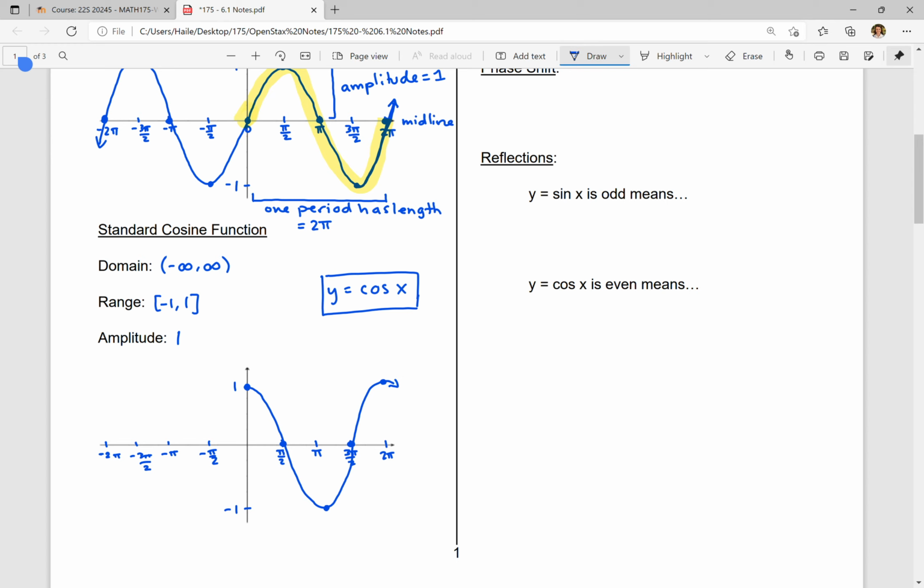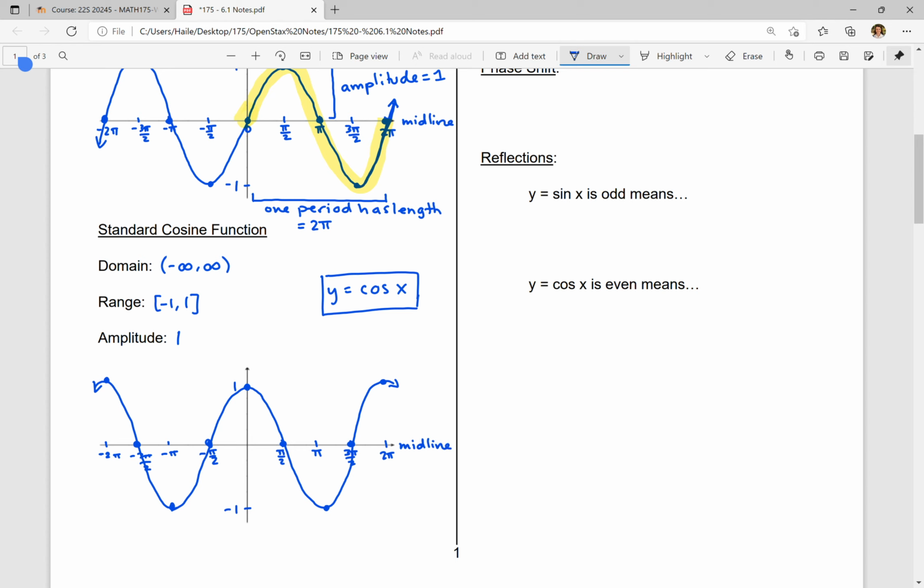So if we continue this shape in the negative direction, we'll go down to -pi over 2, all the way down at -pi, back up to the midline at -3 pi over 2, and finally all the way back up at -2 pi. So then if I continue my shape, we get a wave that looks like this. So now let's label the parts of this graph again. So once again, our midline is the x-axis.